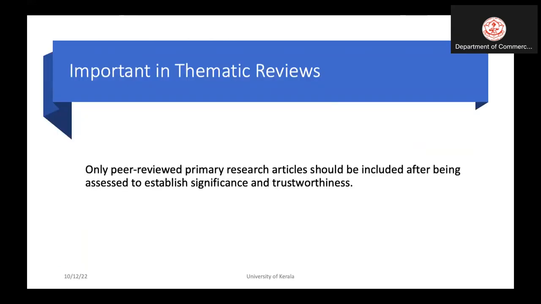So there are some important things in thematic reviews when we collect data. We use Mendeley or Zotero for the collection of literature. We can download and save that literature in Mendeley or Zotero. But here we have some principles to be followed. Only peer-reviewed primary research articles should be included, after being assessed to establish significance or trustworthiness. So you should consider only peer-reviewed articles. What is a peer-reviewed article? What is its significance? A peer-reviewed article goes through the blind peer review system, so that the article is of good quality. Even so, you should cross-check the significance and trustworthiness.